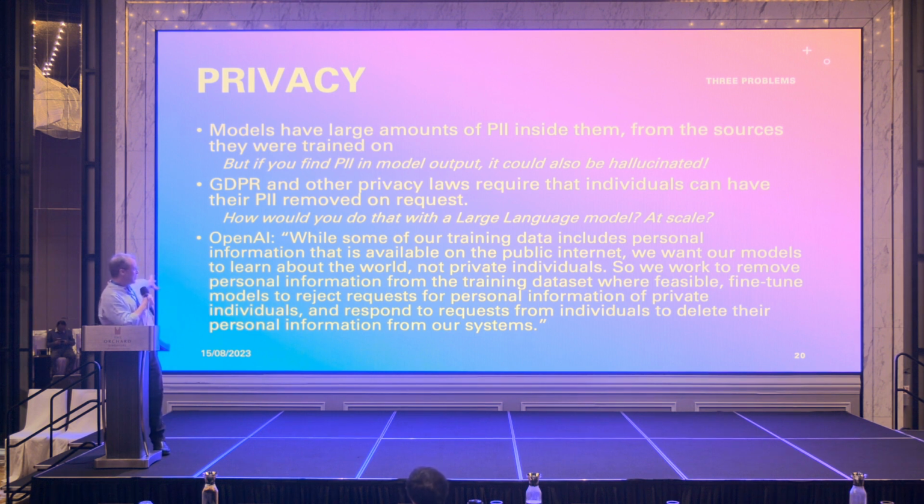So this is the OpenAI statement, and I believe the first part completely, 100%. But let me just tell you the last part. We fine-tune our models to reject requests for personal information. We've all seen that happen. That's great. And we respond to requests from individuals to delete their personal information from our systems. I love this answer. We respond to requests, meaning, oh, thank you for your request. And then what? They don't say we delete personal information from our systems upon request. Yeah, because they can't. The architecture of the system just doesn't work this way.